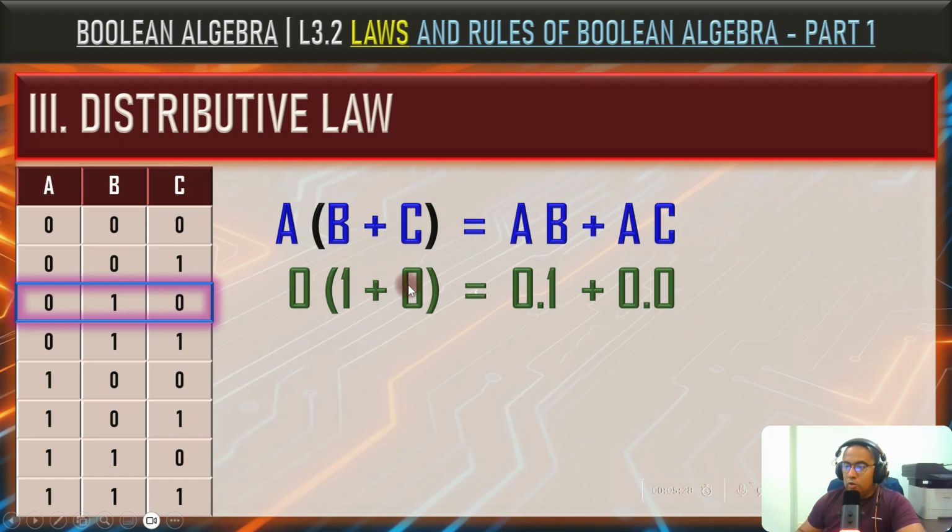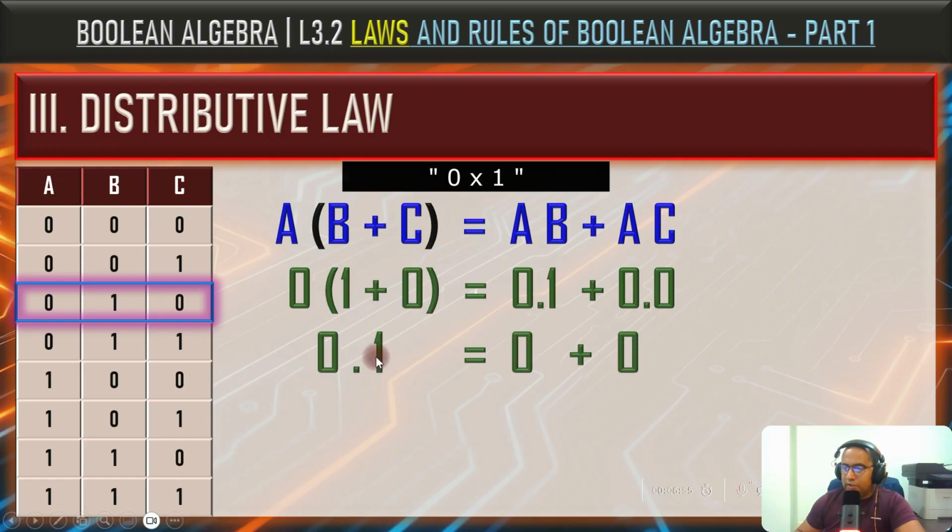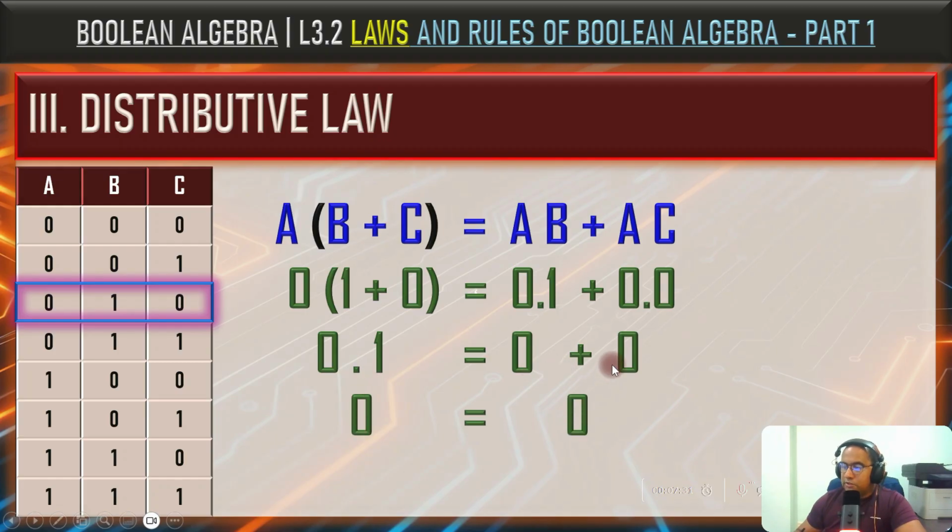On the left side, 1 plus 0, and on the right side, we first evaluate the multiplication, just like in mathematics, and then the addition. On the left side, we have these values, 0 times 1, because 1 plus 0 is 1, okay? On the right side, just like I said, we first solve the AND operations. 0 times 1 is 0, and 0 times 0 is 0. Continue the operation. 0 times 1 is 0, and 0 plus 0 is 0. So, the same result for both sides.